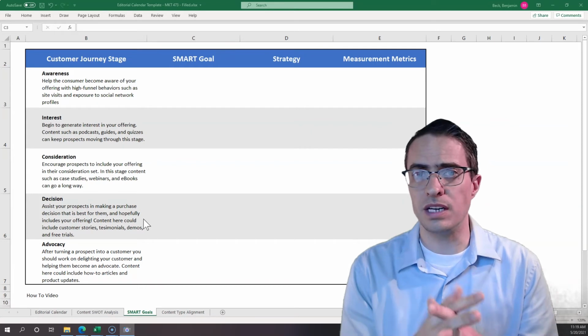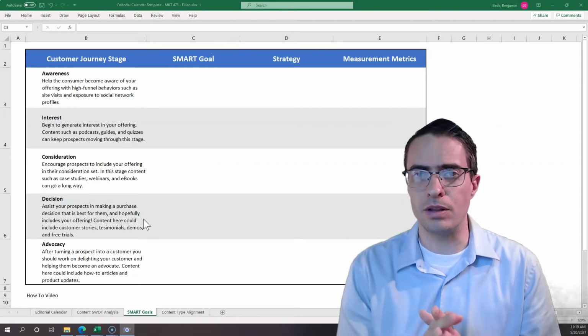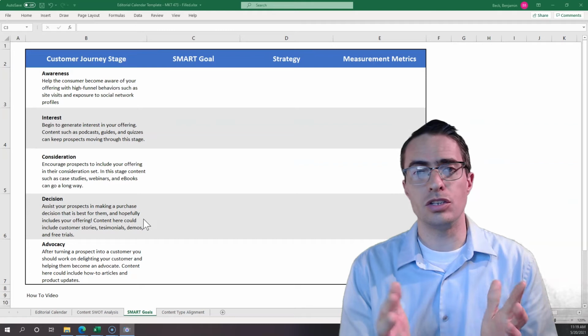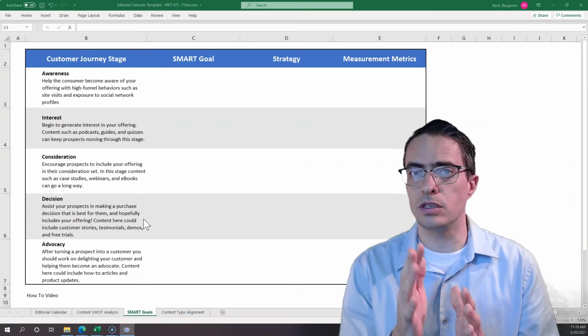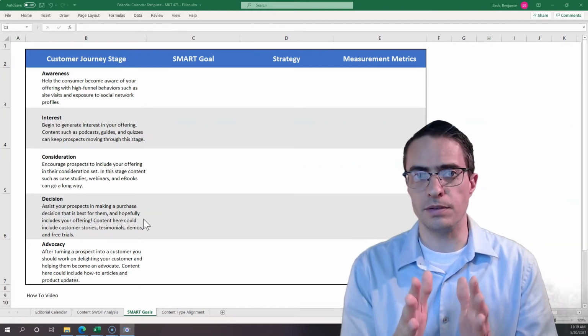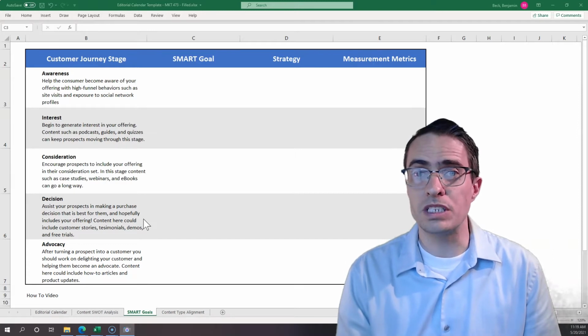I'm not going to go into details on what those are because you've probably seen them in other business classes. If not, do a Bing search for SMART goal definition. So these goals should be SMART.